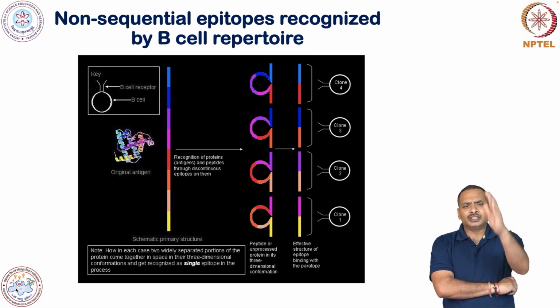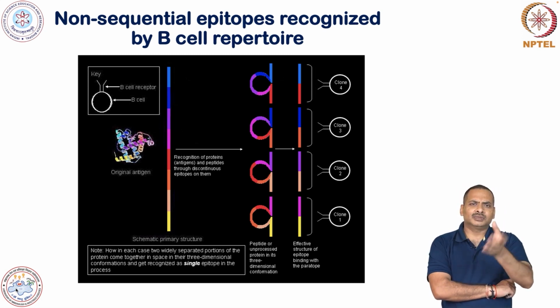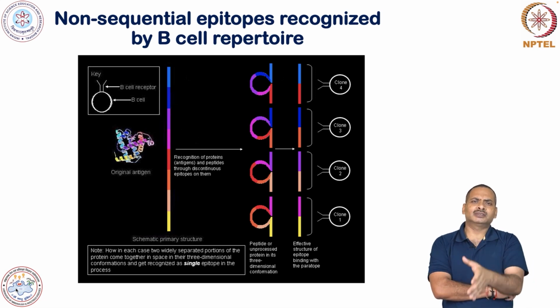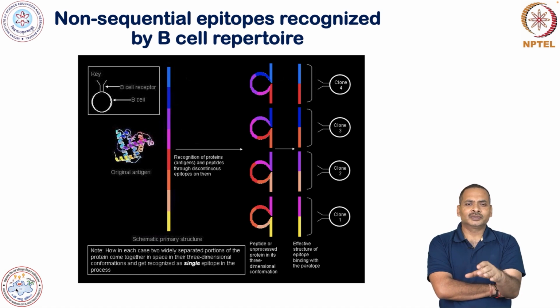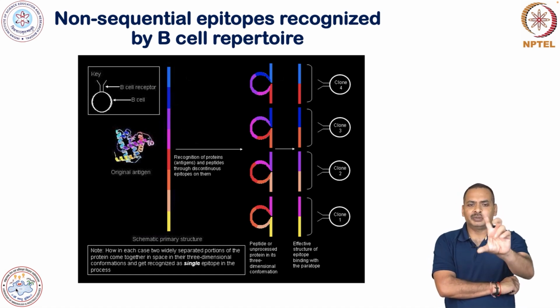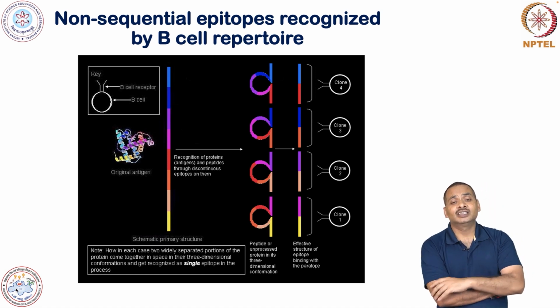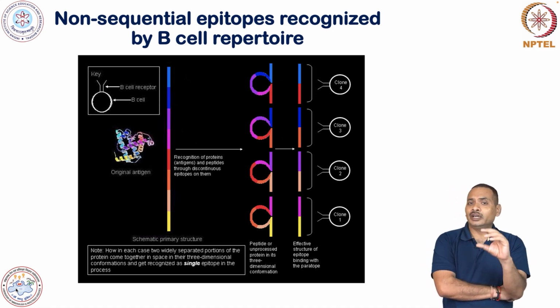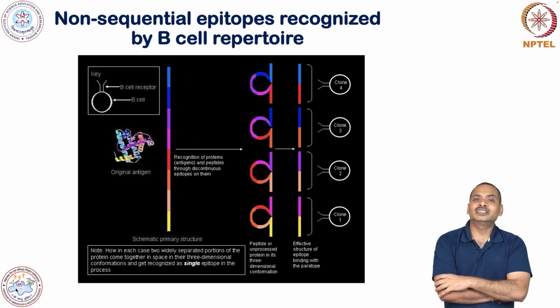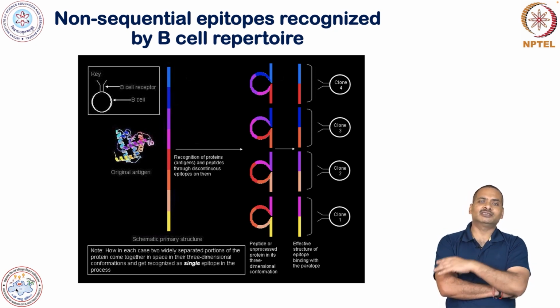Okay, so when this polypeptide makes some structure, maybe there are disulfide linkages, and that makes this loop kind of a structure. So now the epitope is no more a sequential epitope, it is a non-sequential epitope.